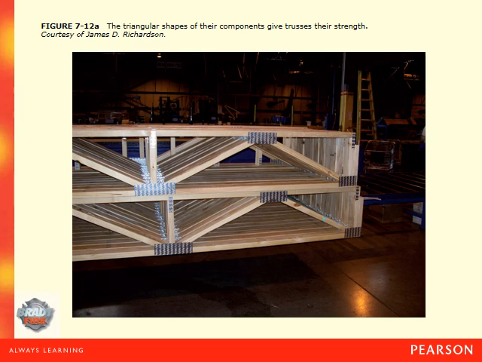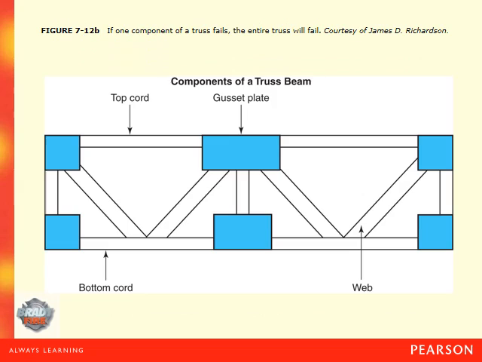Again, some more great pictures of the trusses. Notice the triangle shape and the gusset plates holding them together. And this would obviously be a prefabrication type facility. So when we're looking at our trusses, here are the different components: your top chord, your bottom chord, your webbing, and the gusset plates.